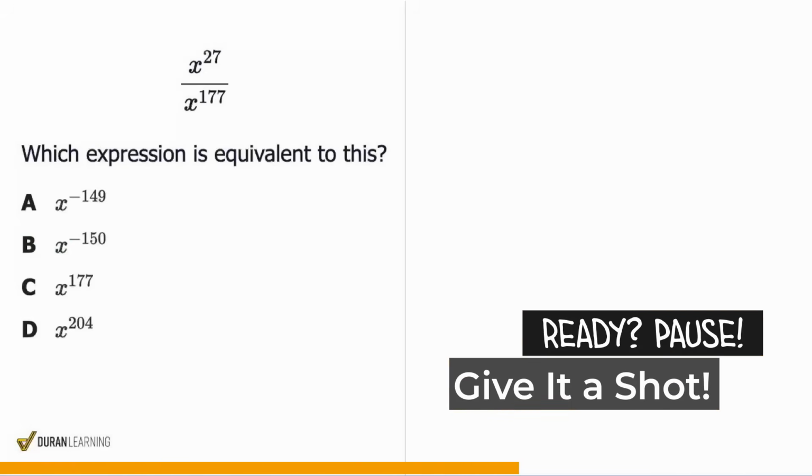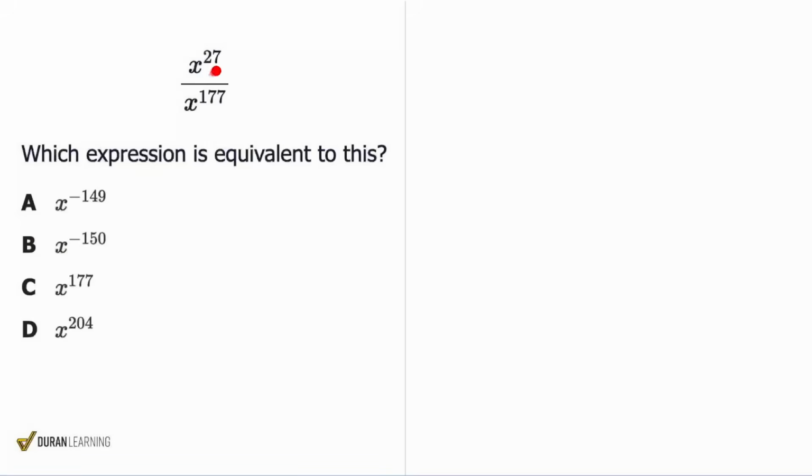All right, next up, we have x to the power of 27 divided by x to the power of 177. So let's take care of business here. We have a law of exponent that we're going to be applying here, and that's the quotient law of exponents. When we are dividing powers with the same base, x, we are going to subtract those exponents. So everyone, what we have is x to the power of 27 minus 177. And that's all we have to figure out.